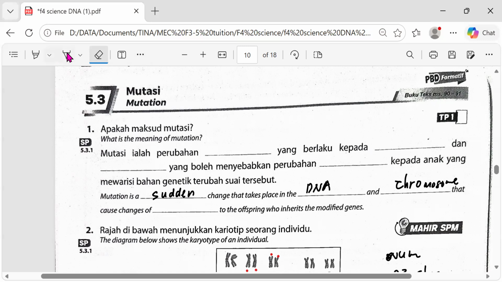This one, can you change it to characteristics? Characteristics of the offspring. Girls. The last one's characteristics. This one you can write G. Okay, write gene instead of DNA because it's the whole gene that changes. All right.